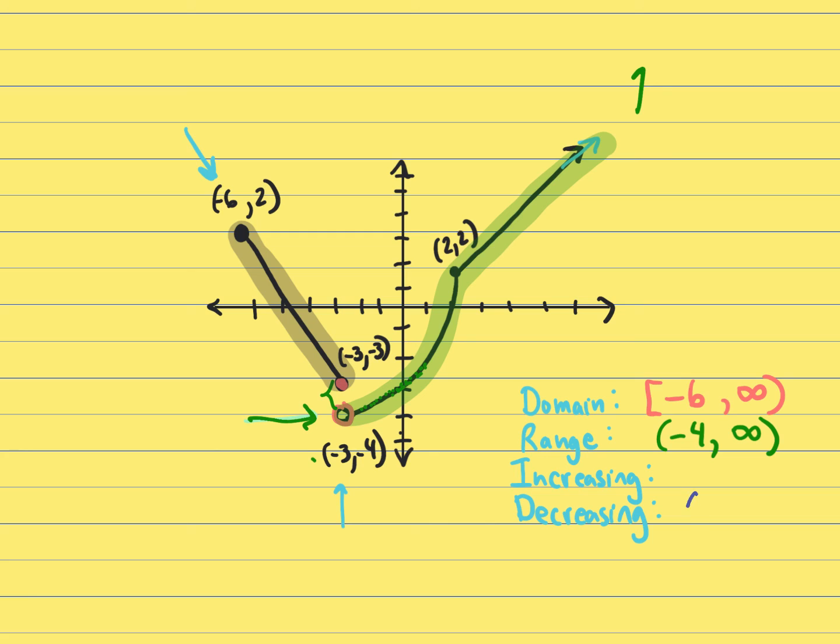So it's decreasing from -6 to -3. Those are the x values of those 2 points. And I always use parentheses because it's not really increasing or decreasing at the ends. And then it's increasing from -3 to +infinity.